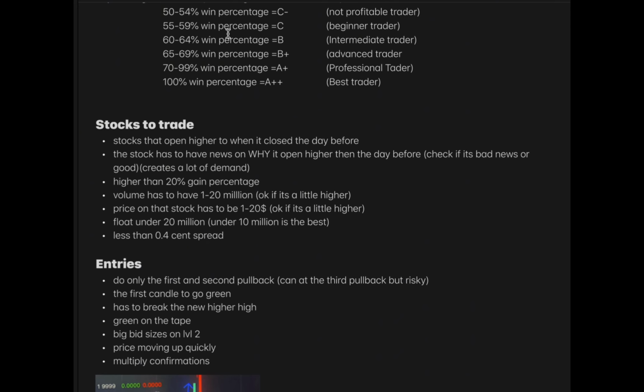In a later video, I'm going to show you how I set the stocks up when I see them, and I'm going to show you right now how I find these stocks.